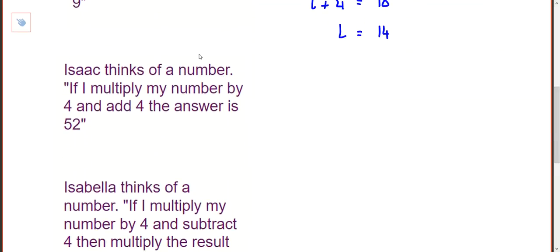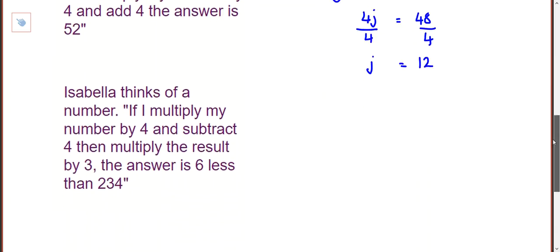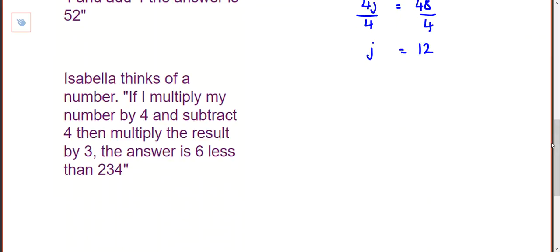Isaac thinks of a number. What should we call his number? J. J, okay. Thinks of a number, multiply by 4, add 4. So we've got 4J, add 4. The answer is 52. What do we do now? Subtract 4 from both sides to find out what 4 times the number was first. 48. And then we divide by 4, gives me 1J equals 12.